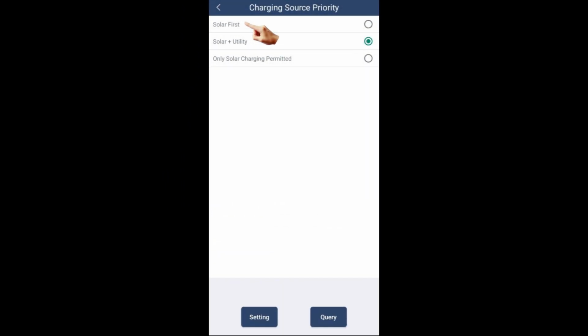Number 1 is solar first. Solar energy will charge the battery as first priority. Utility will charge the battery only when solar is not available. Please note, if solar is not enough, the battery will charge very slowly. This is not recommended for cloudy days. Your battery may not be fully charged at sunset, especially if the system is set to solar battery utility or solar utility battery. Rather use solar plus utility on cloudy days, which is an overcast day.